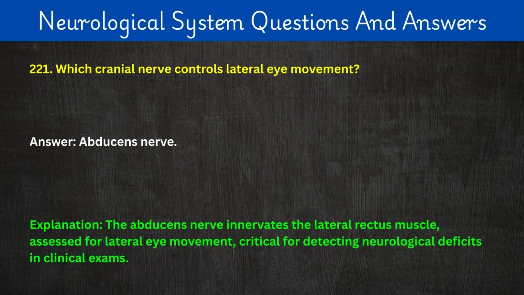221. Which cranial nerve controls lateral eye movement? Answer: abducens nerve. Explanation: the abducens nerve innervates the lateral rectus muscle, assessed for lateral eye movement, critical for detecting neurological deficits in clinical exams.